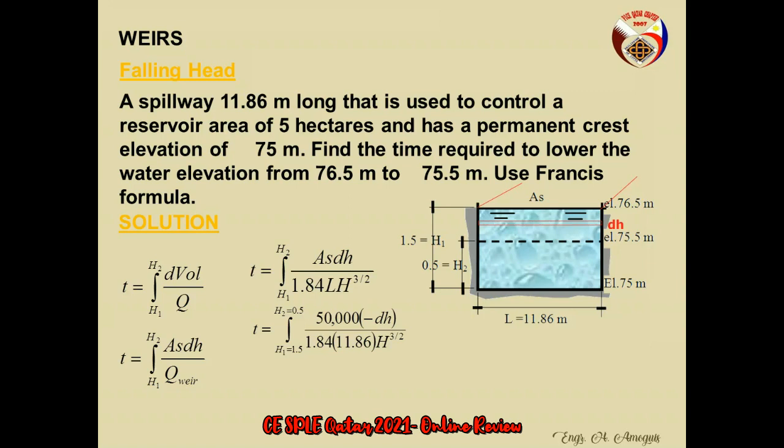Then, with a little twist, 50,000 over 1.84 times 11.86, then H to the negative 3 halves. Right? You can stop here if you like, but this is just u to the n, integral: u to the n plus 1 over n plus 1. Then substitute and you can solve the time. Using your calculator, take the constant, 50,000 divided by 1.84 and 11.86.